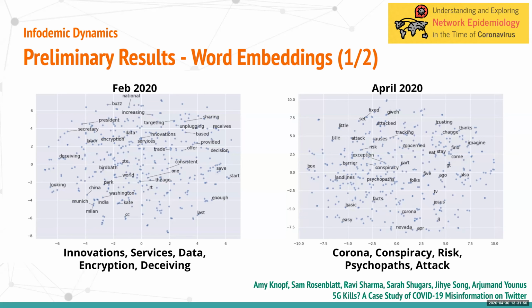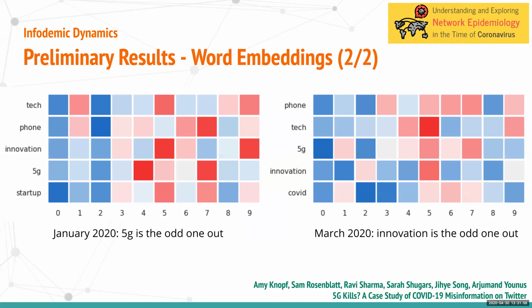Next is heat maps. These heat maps are also showing something interesting. These are showing the similarity between the different words. We chose tech, phone, innovation, 5G, and startup. In January 2020, between all these, 5G is the odd one out. In March 2020, innovation is the odd one out, which is surprising because COVID apparently has not much to do with all these terms, but it did show some similarity according to the vector representation, and this shows how the narrative evolved from January to March. That's it.